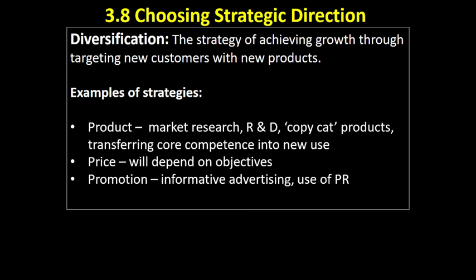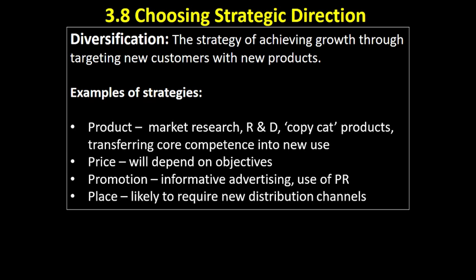They started off as a record company, and they've got into transatlantic flights. They're in banking, they're in gyms, internet provider, all sorts of businesses that Virgin are in. They're a really good example of what we call a conglomerate, and they've followed a strategy of diversification. And in terms of place, well, if we're selling new products to customers we don't know, we're going to need to find some new distribution channels, ways of reaching our new target market.